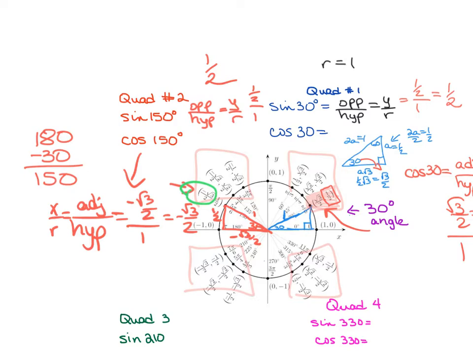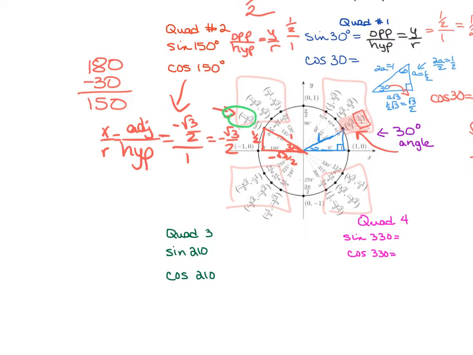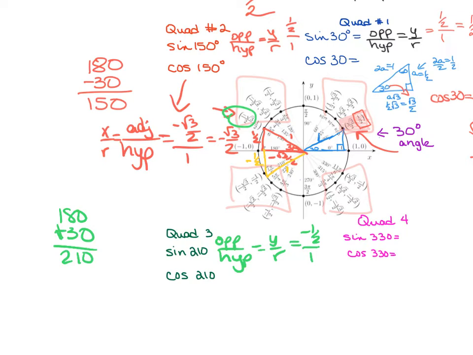In quadrant 3, to get the 210, I'm doing 180 plus 30, and that's how I get the 210. Opposite over hypotenuse, or y over r. So if I draw my triangle here, this here is the negative 1/2. The hypotenuse is 1, and my x value is still the same. So for sine, the y value, or the side opposite, is going to be -1/2, and my r value is 1. Divide that, and the answer is -1/2.